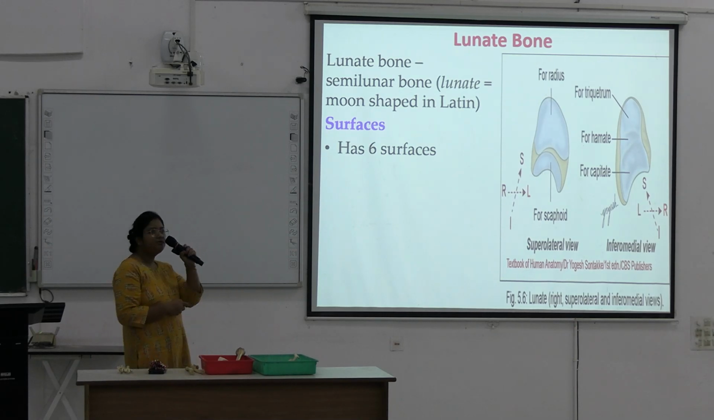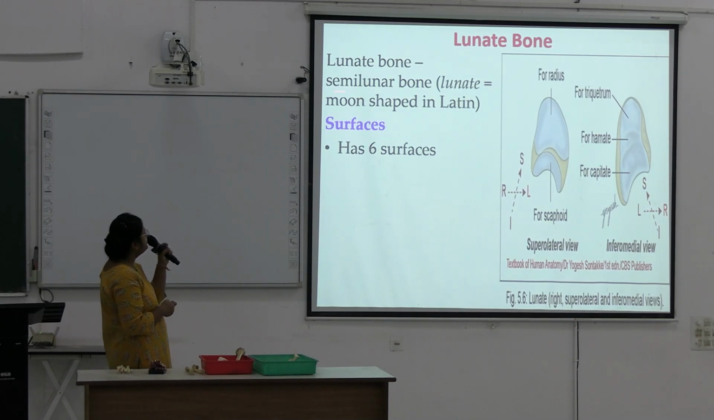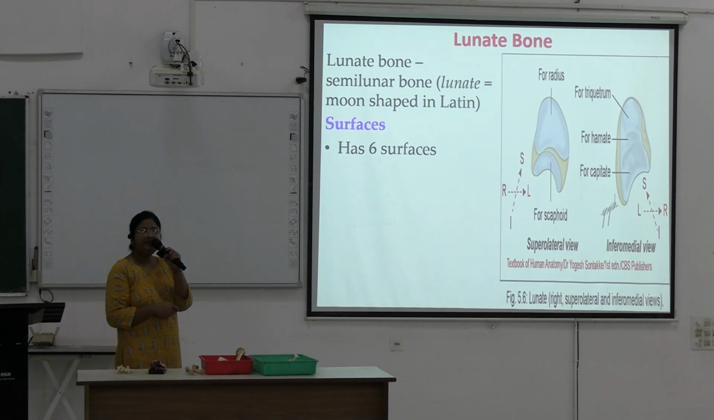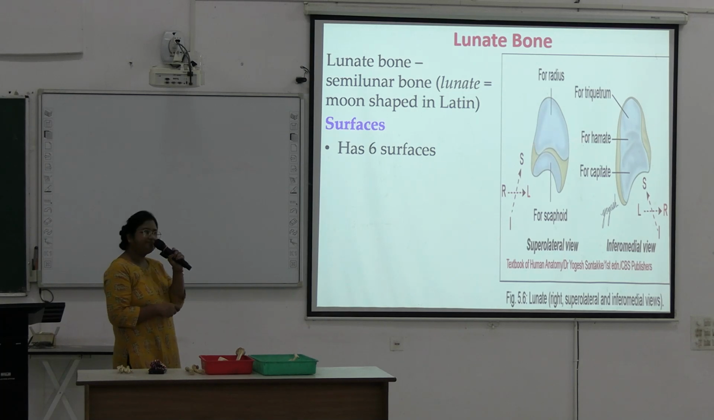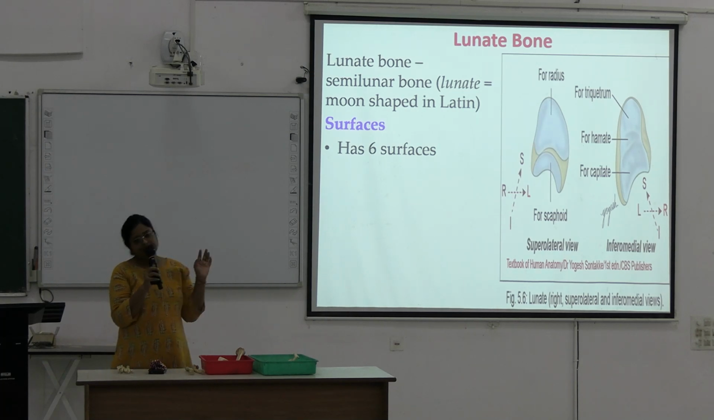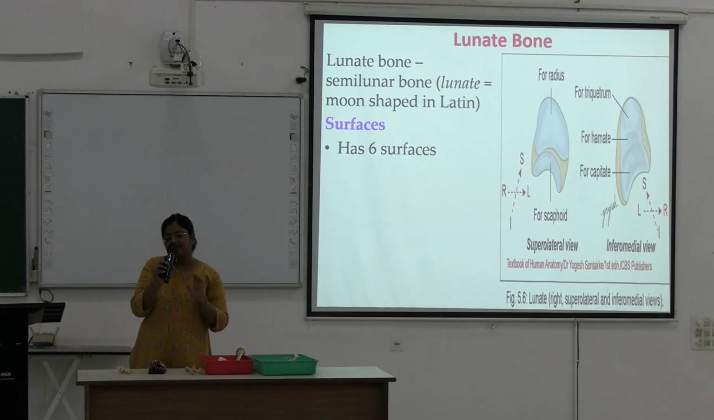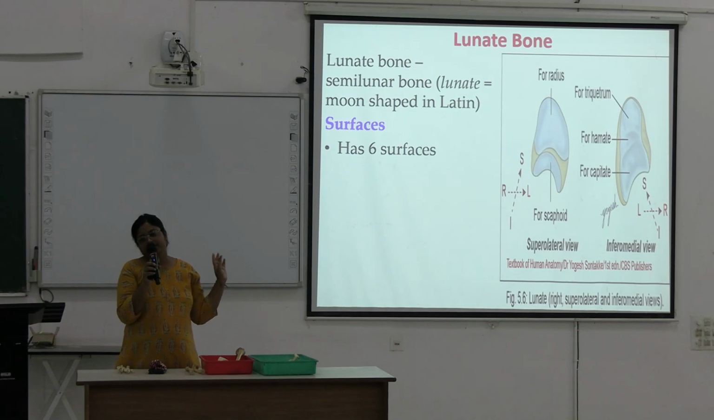Next we go to lunate. Lunate bone, it is the semilunar bone. Lunate means moon-shaped in Latin. Okay. See here. This is the shape of the bone. This is lunate. It has 6 surfaces. Carpal bones are small bones. Okay. And all of them have 6 surfaces.